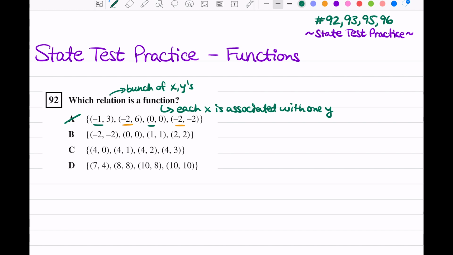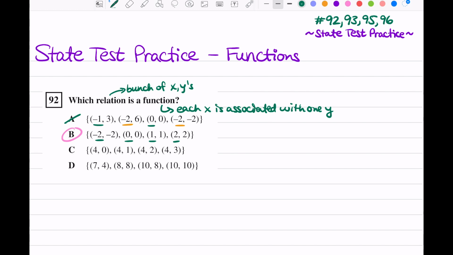Looking at option B, -2 is associated with -2. 0 is associated with 0. 1 is associated with 1. And 2 is associated with 2. So each x is associated with one y. So this would be our option. Let's take a look at the other options just to make sure we understand them.